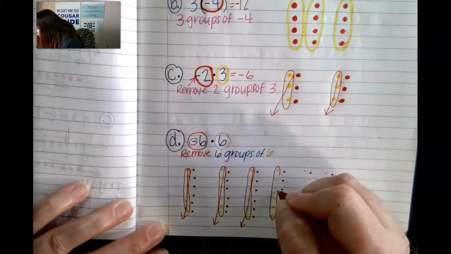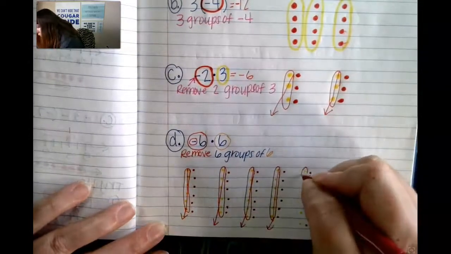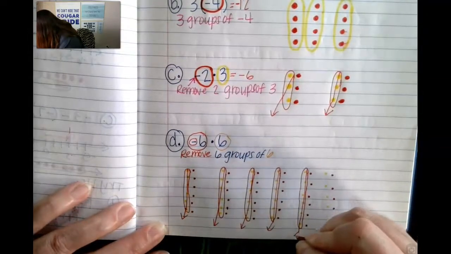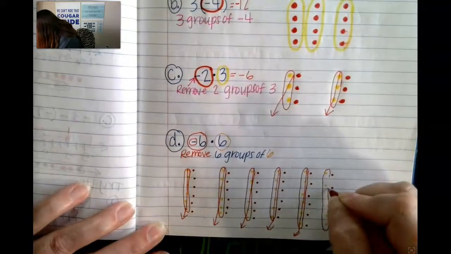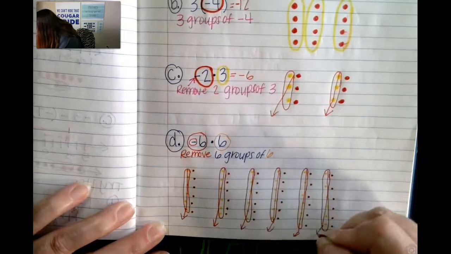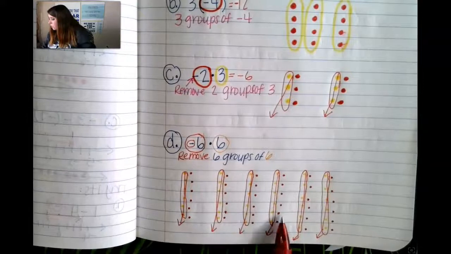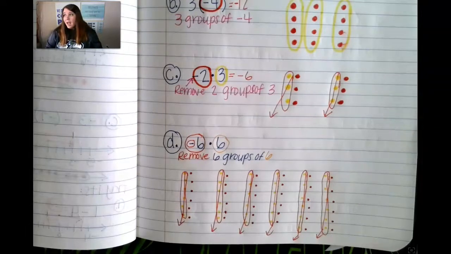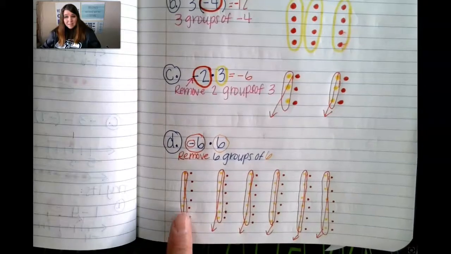Here's another group of positive 6, gone. Just wiping them out. Here's another group of positive 6. And last but not least, my last group of positives, gone. All right, so I had 1, 2, 3, 4, 5, 6 groups of red left over. Well, I know that 6 times 6 is 36, and these guys are red.